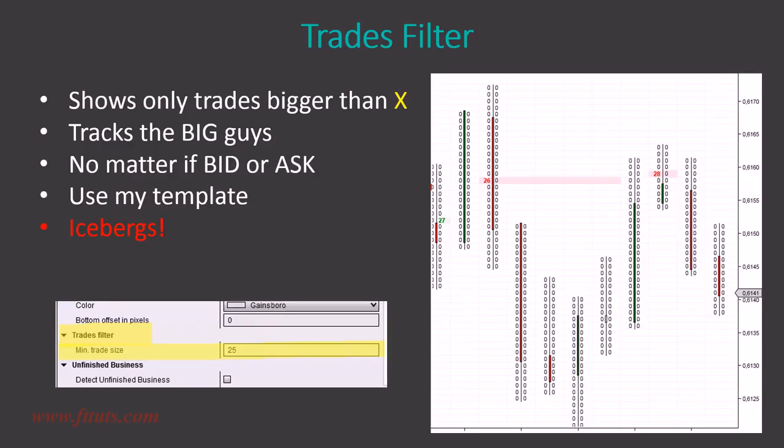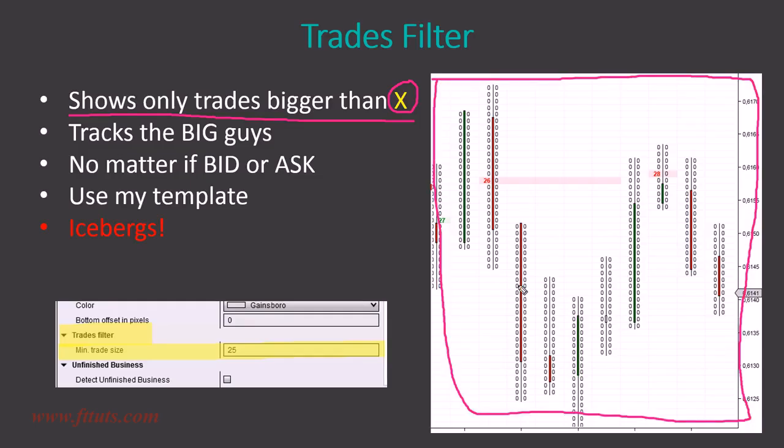Hello guys, in this video I'm going to be talking about the trades filter, which is a pretty cool thing to use with the order flow. What it does is that the trades filter only shows trades which are bigger than a certain number. So if you look at the chart in here, you can see standard candles.